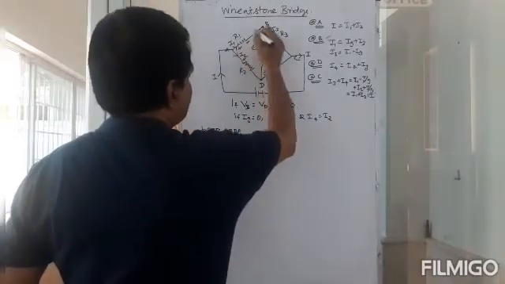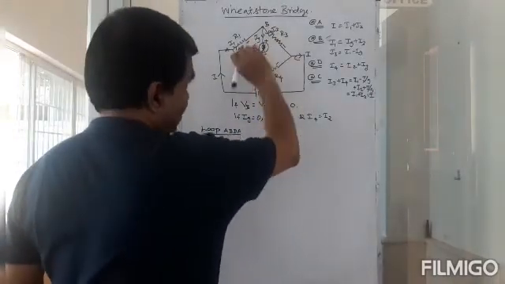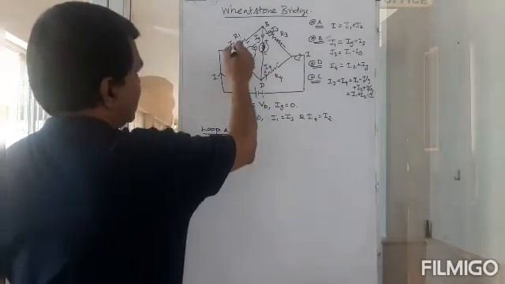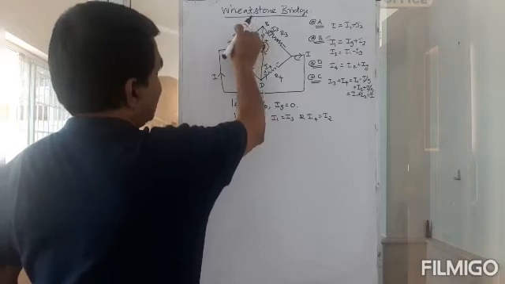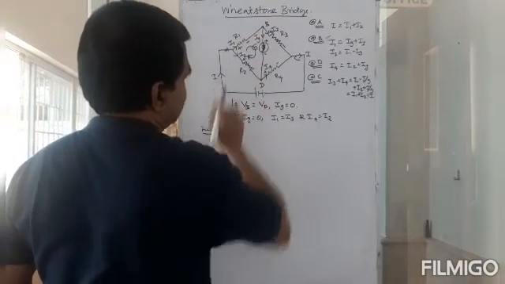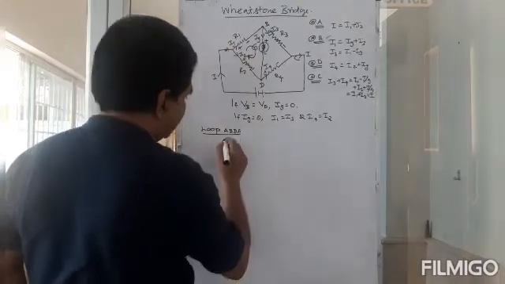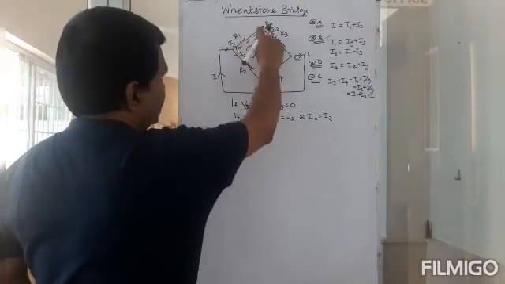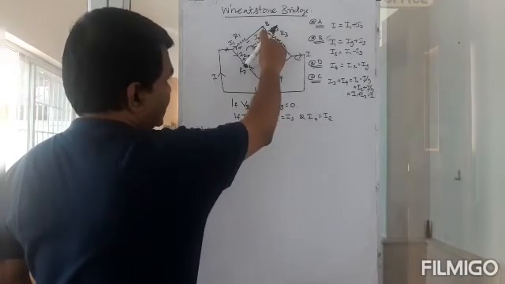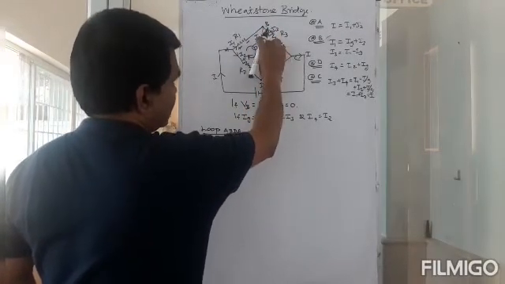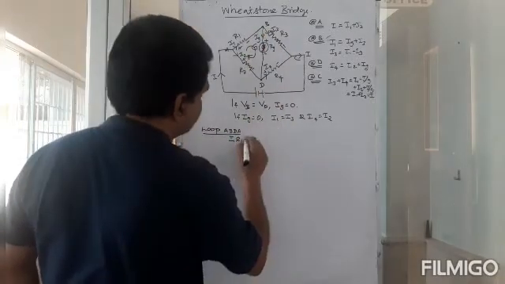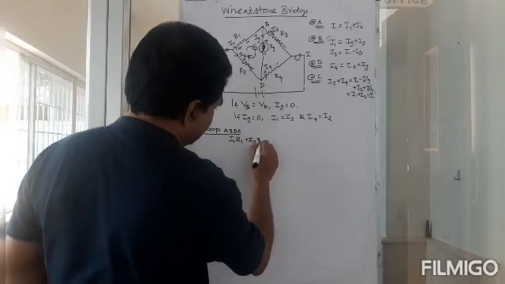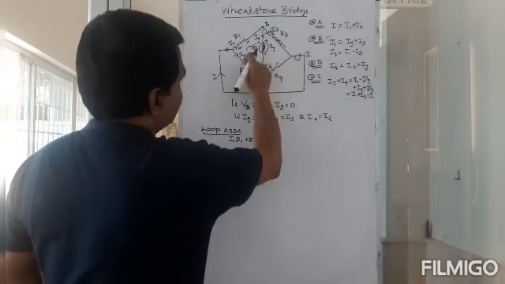Now I can do the looping. I can start from A and come back to A, either clockwise or anti-clockwise. I will do clockwise. I'll start from A. What's the first one? I1 R1. That's the voltage drop. That is plus, because I'm entering plus. Then Ig is the current flowing through Rg, the galvanometer resistance. I'm entering plus again, so plus Ig Rg.